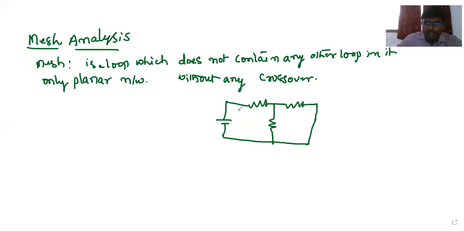Okay. So when is it said to be a non-planar one? If a network has such crossovers when you draw it, then this network is said to be a non-planar one. So this mesh analysis is not applicable to non-planar networks, and it is applicable to only planar networks.